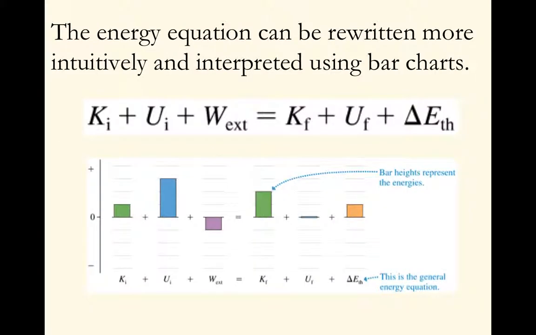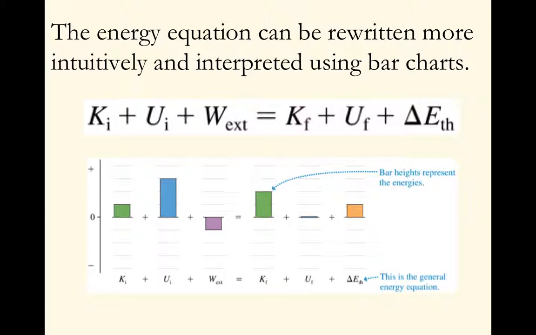And our energy equation can be rewritten as the energy before, that's K_i plus U_i plus W_ext, is equal to the energy after, which is the kinetic energy K_final plus U_final plus delta E thermal. And we can represent these by a bar chart here.